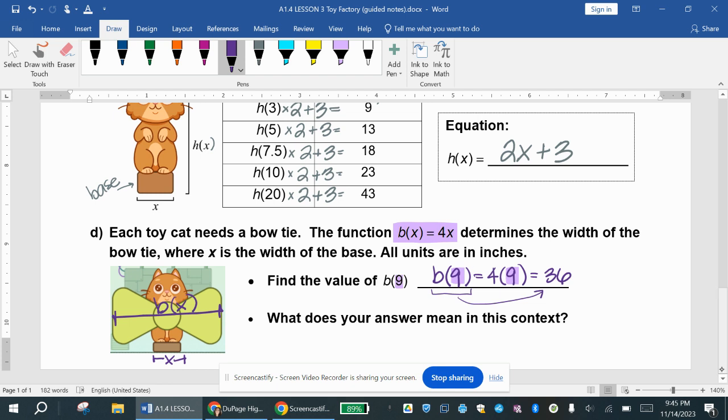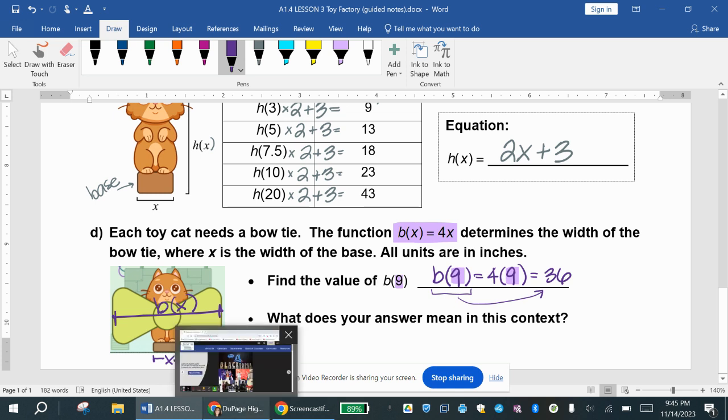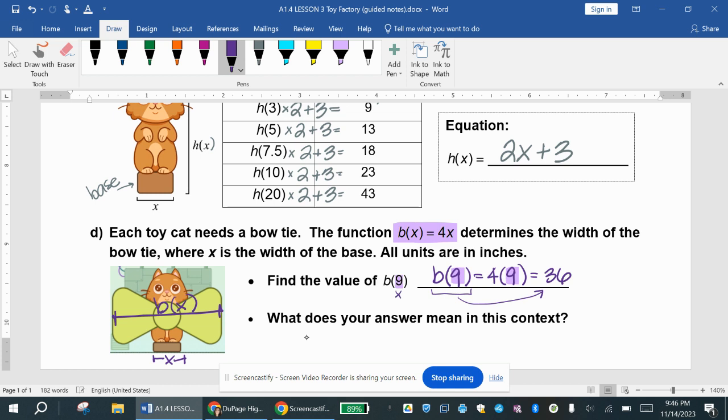What does that mean? So think back to what they told us about what the b of x and x represent. So we typed in an x value of 9. That was our input, right? What does the 9 mean? What does the 36 mean?